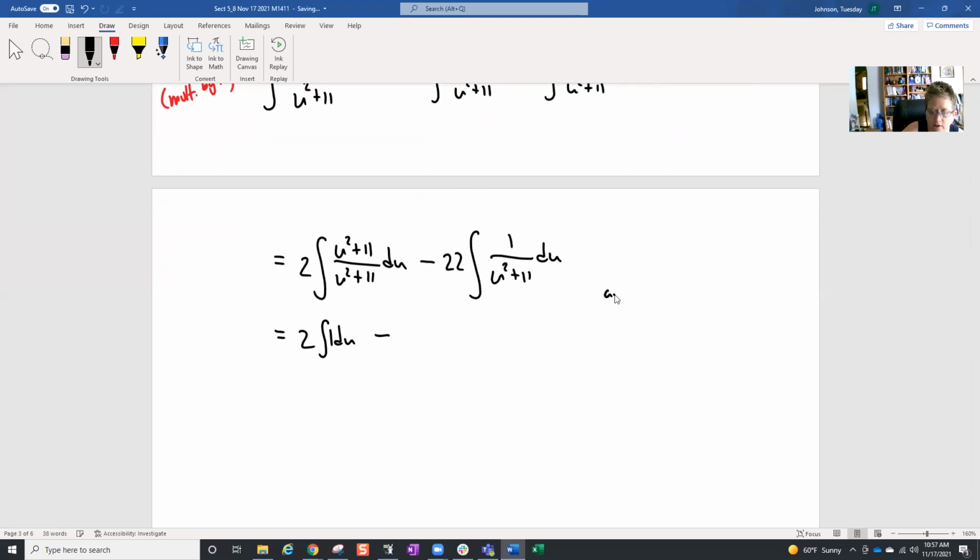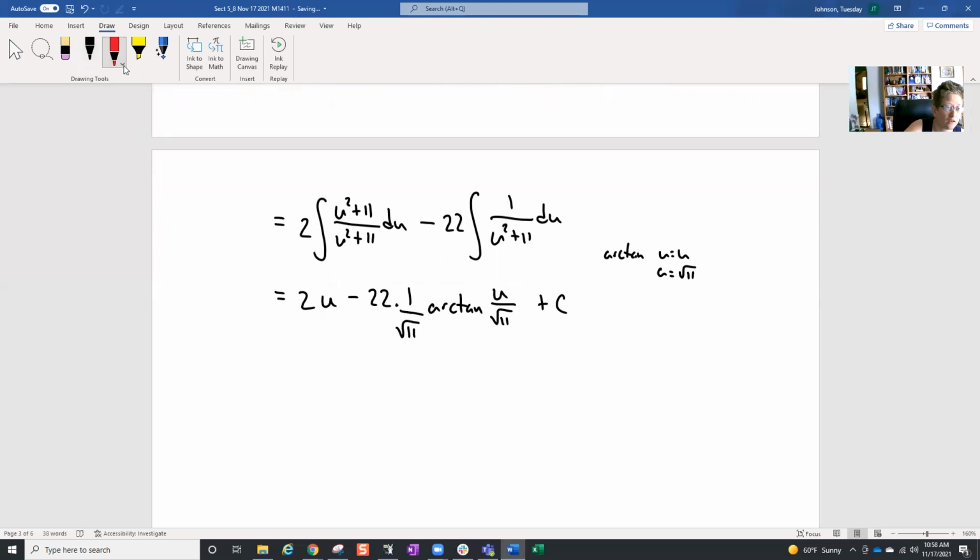This has the form of the arctangent, where u is equal to u and a is equal to the square root of 11. So we have, oh, come on. We're not going to write the integral of 1. You guys are better than that. This is 1. What has derivative 1? U does. Minus 22 times. We can recognize our arctangent form. A is the square root of 11. So we'll have 1 divided by the square root of 11 arctangent of u over square root of 11. Don't forget plus c.